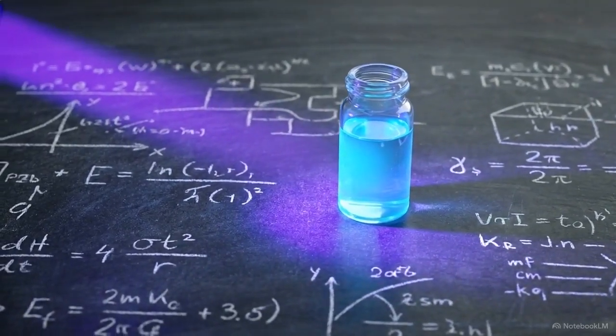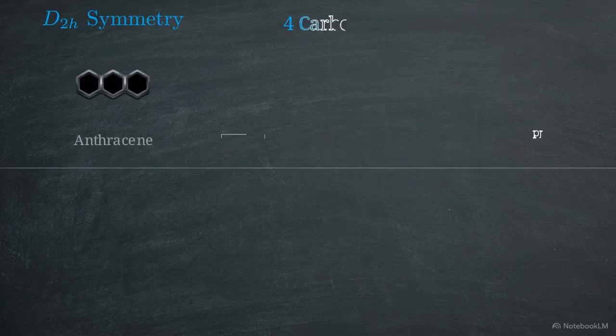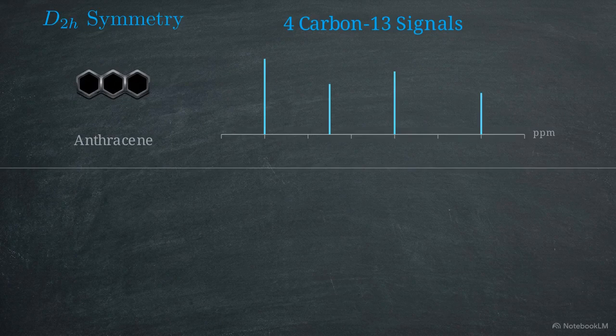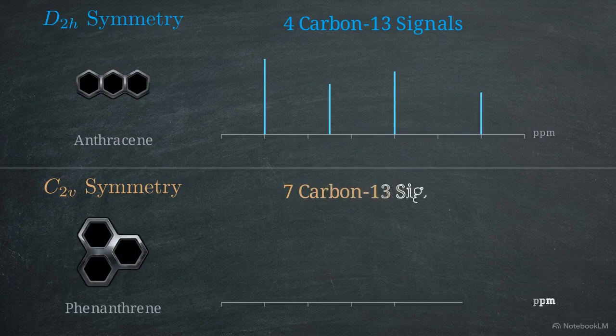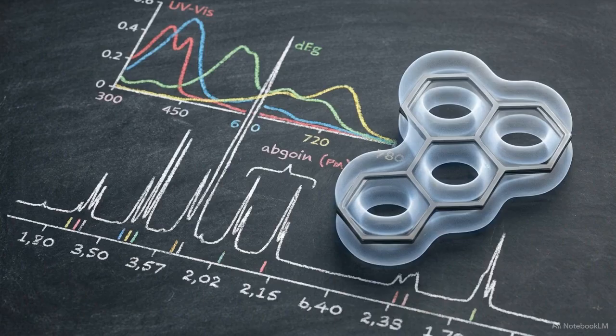We can also track their structural symmetry using nuclear magnetic resonance, or NMR data. Anthracene's perfect D2h symmetry yields exactly 4 distinct carbon-13 NMR signals, while phenanthrene's lower C2v symmetry yields 7 distinct carbon environments. A molecule's optical, electronic, and magnetic fingerprint is a direct, measurable output of its internal quantum topology.